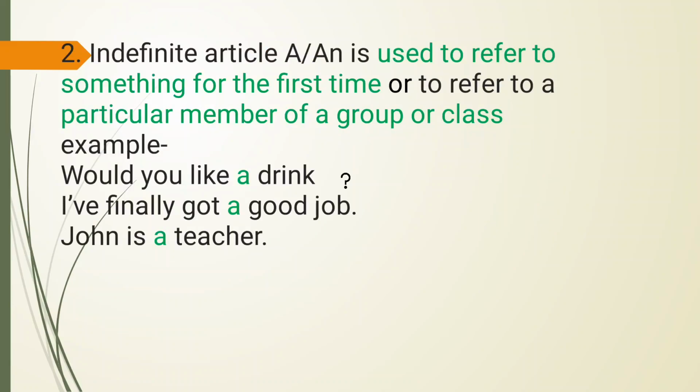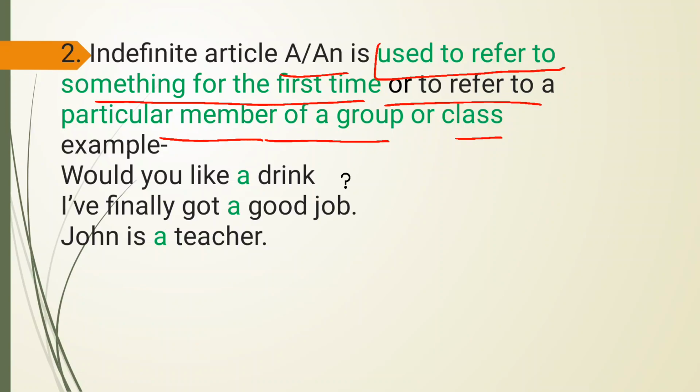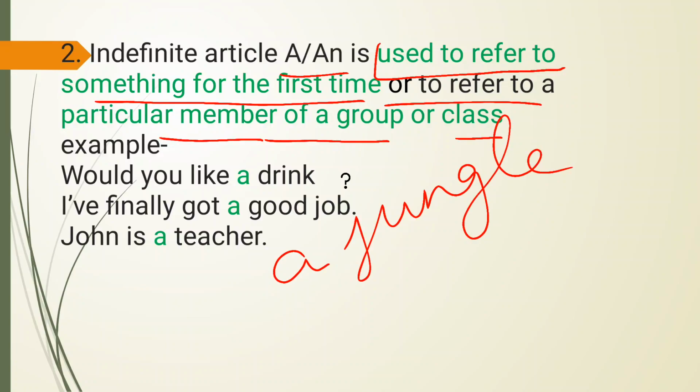The indefinite article a or an is used to refer to something for the first time or to refer to a particular member of a group or class. Now, what is the meaning of this? When we narrate a story, we generally begin like this: once upon a time, there was a jungle. But when we continue telling our story, we say the jungle was thick.